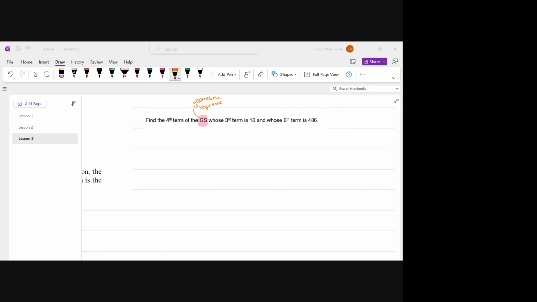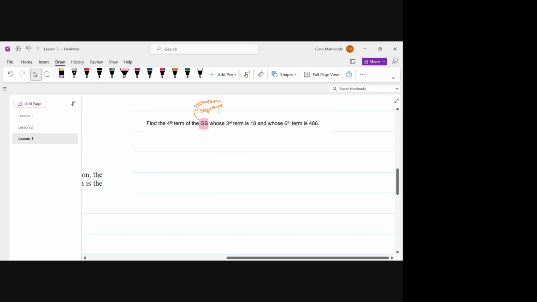All right. Remember, you need to set up your two equations and then start from there. The one with the bigger number is always first, right? So we'll start with T6. T6 something something something must equal 486, equation 1. And then we'll do T3. Something something something is equal to 18, equation 2. That's as far as I'm going to go. I'm going to add in here Tn is equal to a times r to the power of n minus 1, and I'll give you guys a chance to fill in the blanks.